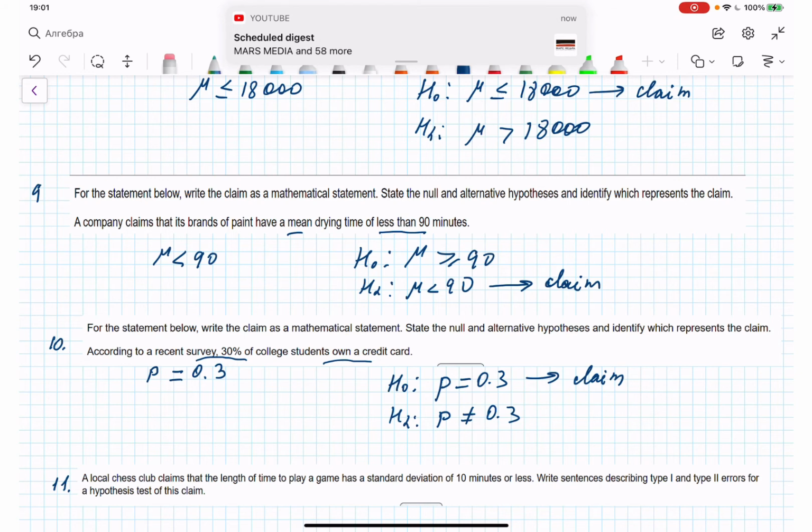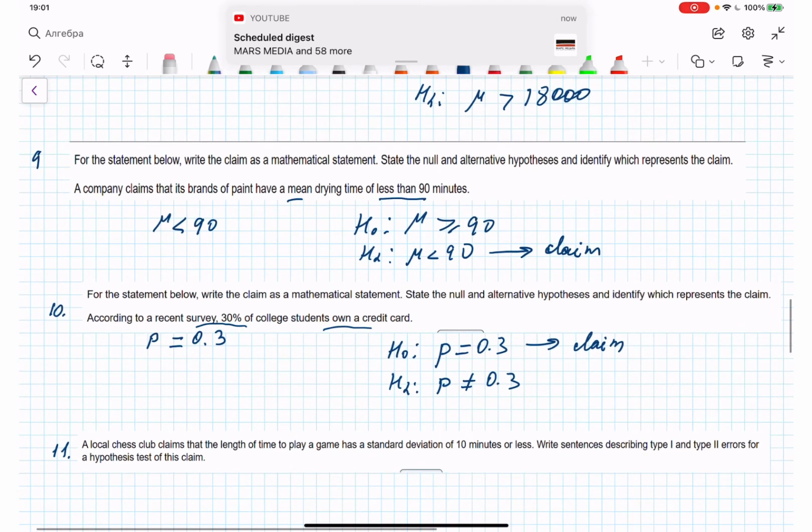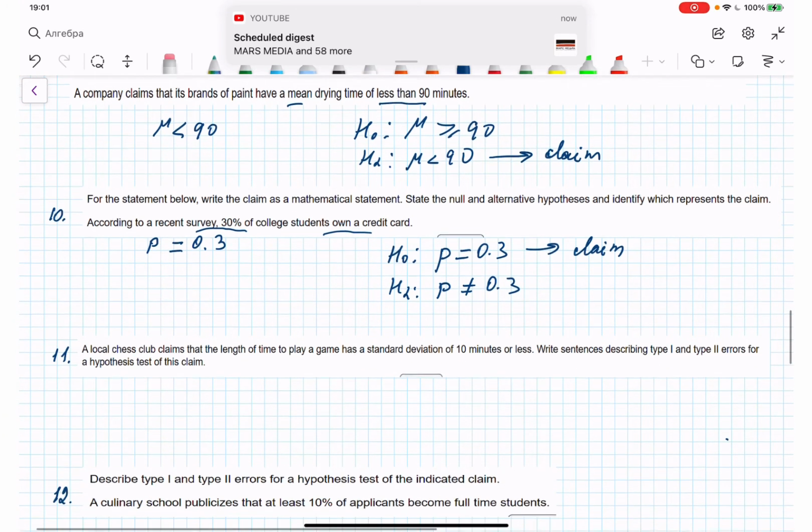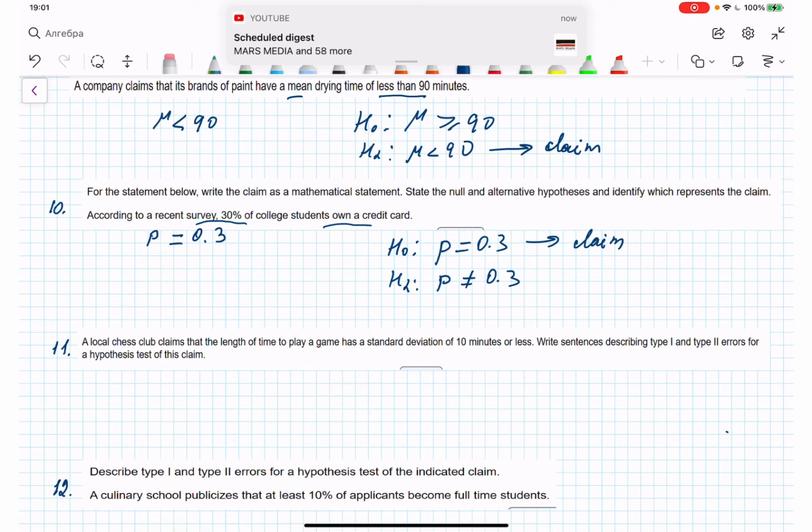Question number, no, hold on. Yeah, we have the claim. Number 11. A local chess club claims that the length of time to play a game has a standard deviation of more than 10 minutes. Oh, standard deviation of 10 minutes or less. Less or equal, right? That means less or equal for standard deviation.